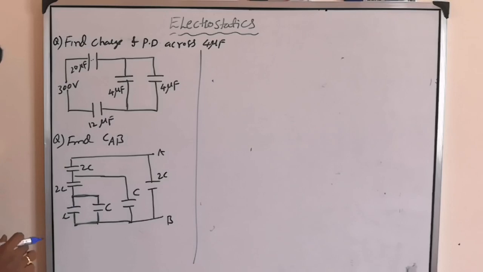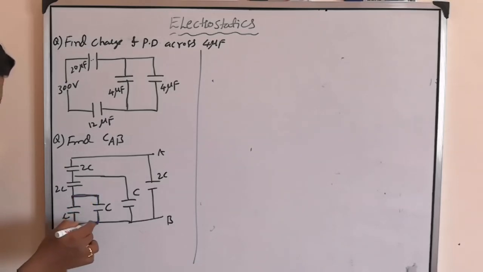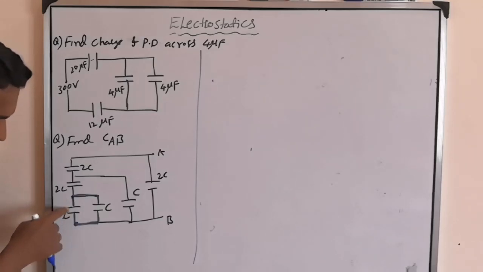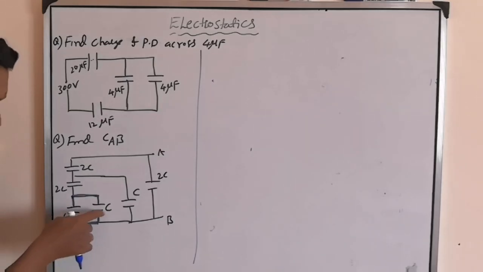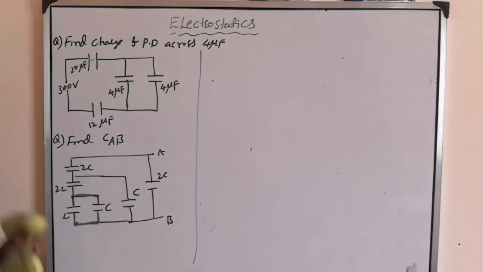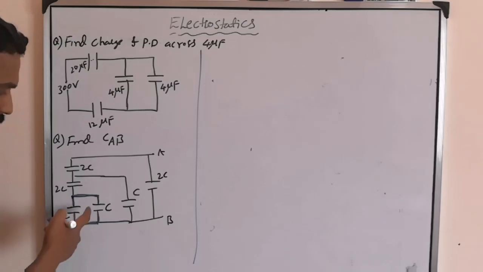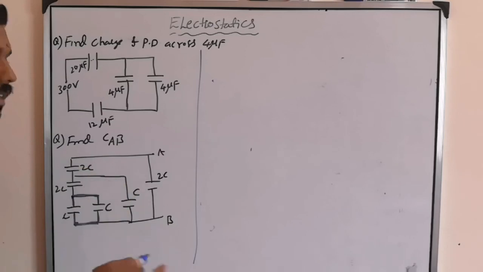One plate is connected to one point, and the other plate is connected to another point. So the potential difference across this and this must be the same. Like if this is V1 and this is V2, the potential difference for this one is V1 minus V2, and for this one also V1 minus V2. So they are in what? Parallel. So what is the resultant of parallel? C1 plus C2, C plus C, 2C.